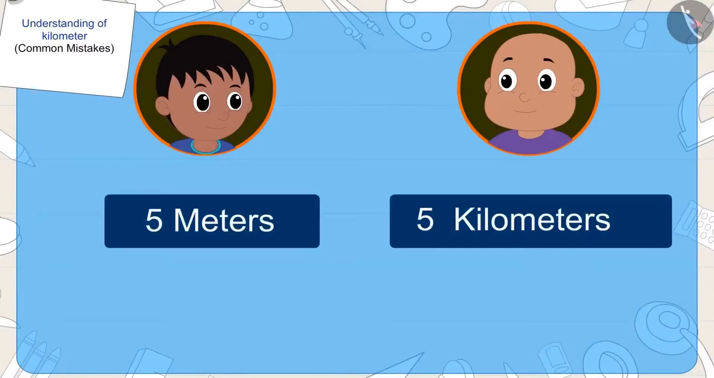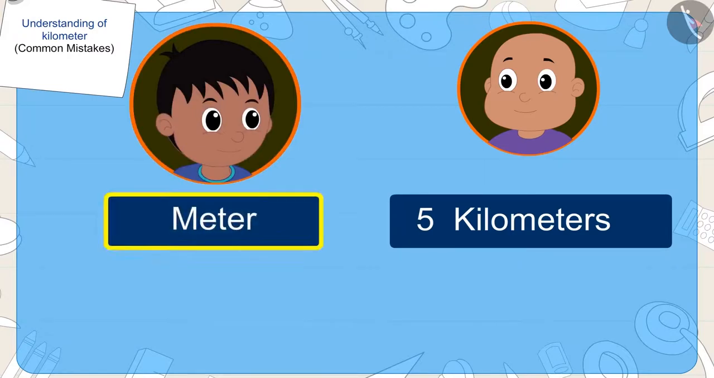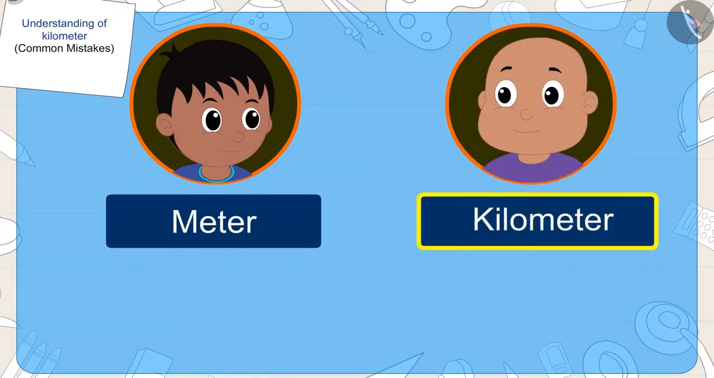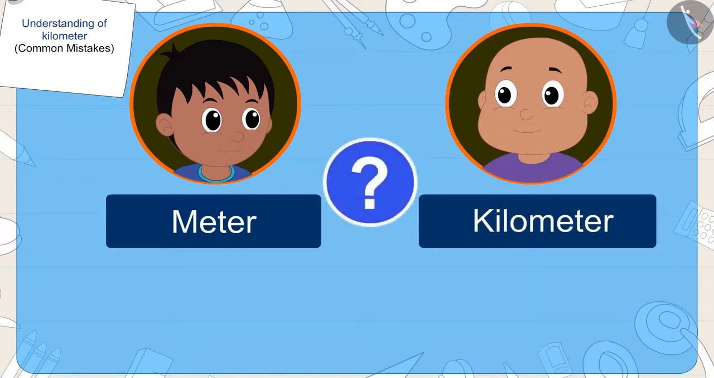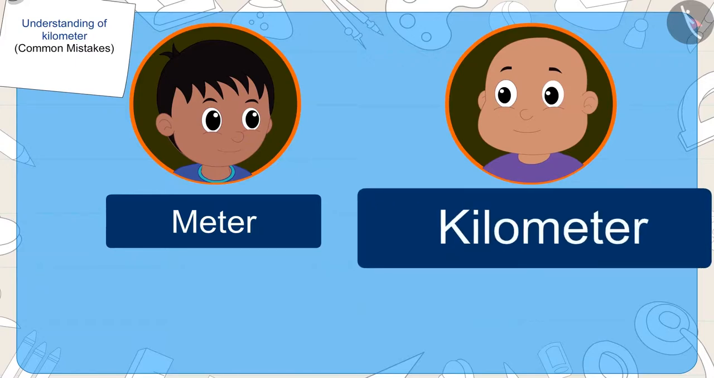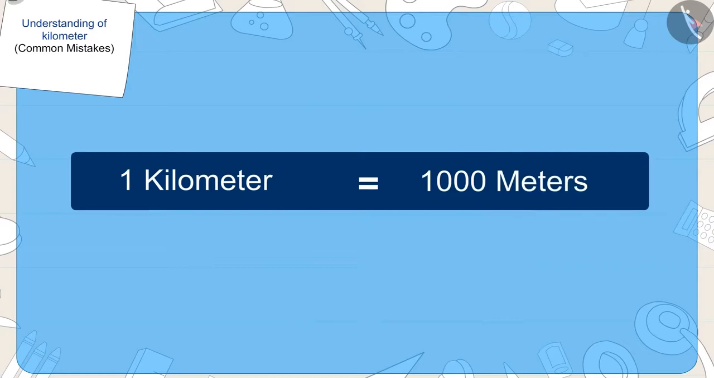Even though the distance numbers of Raju's and Bablu's houses, 5, are the same, the distance unit of Raju's house is meters, and the distance unit of Bablu's house is kilometers. And kids, you do know which one of these two units is bigger, don't you? Yes, kilometer is a larger unit than meter, because 1 kilometer is equal to 1,000 meters.